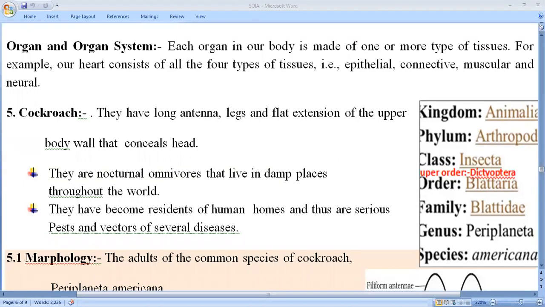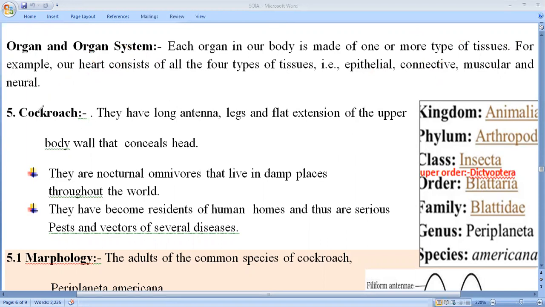First, in the previous topic we discussed tissue, and you know cell, then tissue system, then organ system, and individual. So here we are going to discuss the organ and organ system. Organ system means you can say individual. Each organ in our body is made up of one or more types of tissue. Every organ is made up of tissue. Here they have given one example, the heart, which consists of 4 different types of tissue: epithelial tissue, connective tissue, muscular tissue, as well as neural tissue. So the heart has every type of tissue.